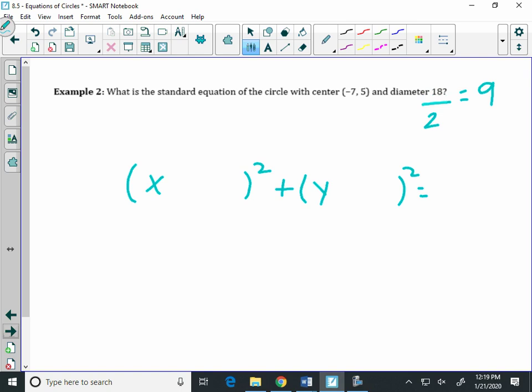The x value of your center goes in with the x, but what happens to the sign? Changes. So what's the x value of your center? -7. So when we plug it in, it's going to turn to a +7. What's the y value of my center? 5. When we plug it in, it's going to turn negative because it's positive. And then what do we have to do with the radius? Square it. What's 9 squared? 81.